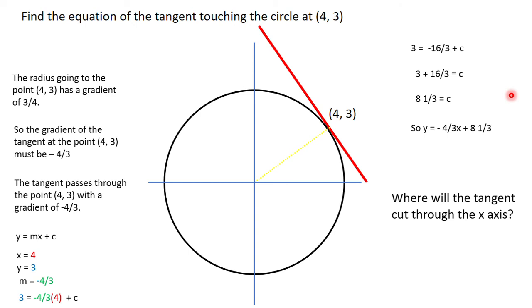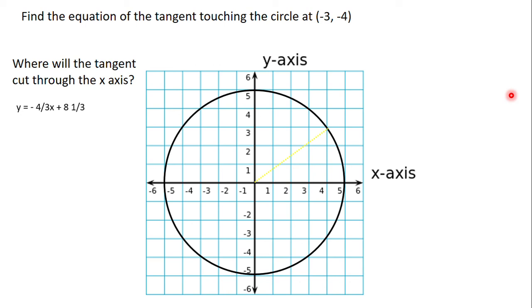Where will the tangent cut through the x-axis? Again, I've put the grid for you now so that you can make a little bit more sense of it. The grid wasn't there earlier because you won't always be given the grid. Okay, where will the tangent cut through the x-axis? Where y is equal to 0. So we make y equal to 0.